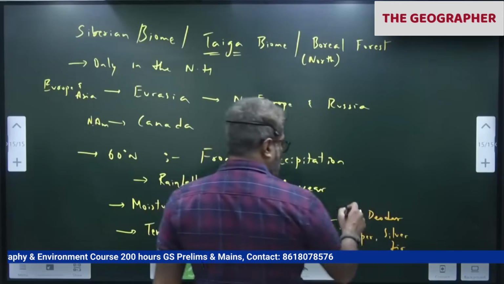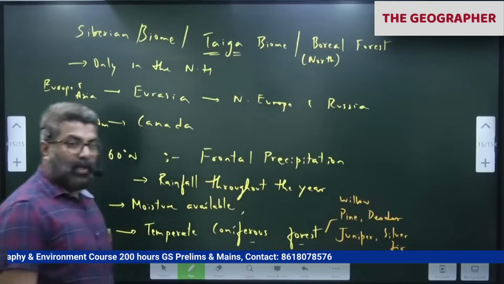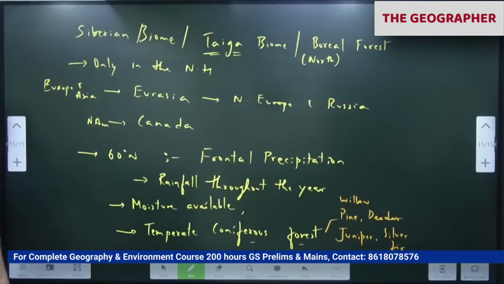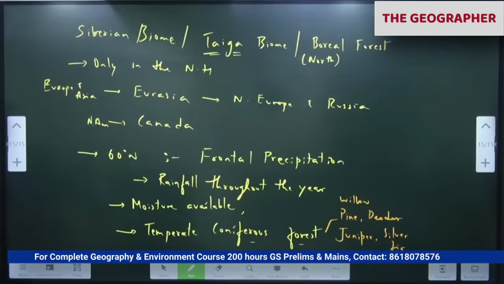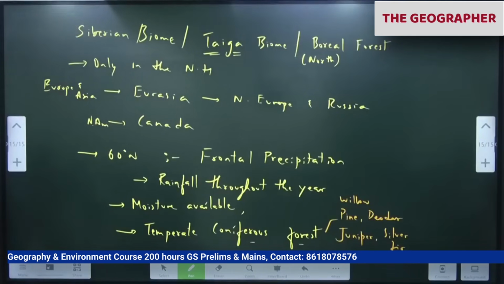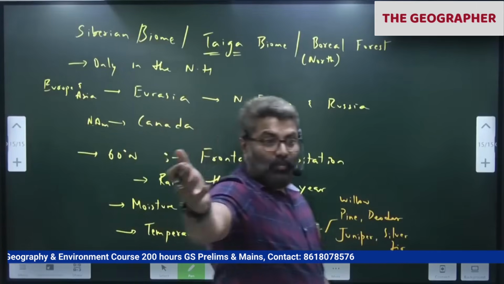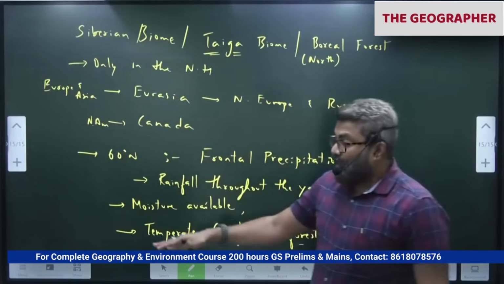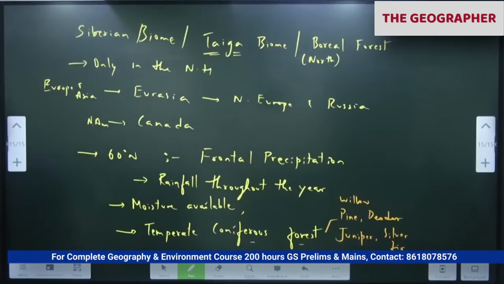Willows, birch, larch. All these plants can be seen. So here what happens? It is not like our forest. In equatorial areas, rainfall is very high. Sunlight is also very high. Diversity is very high in our equator.